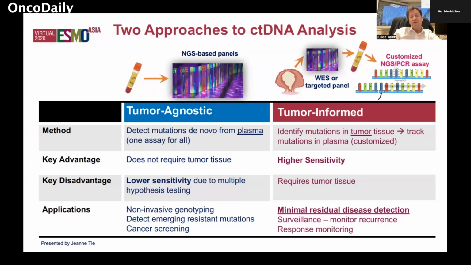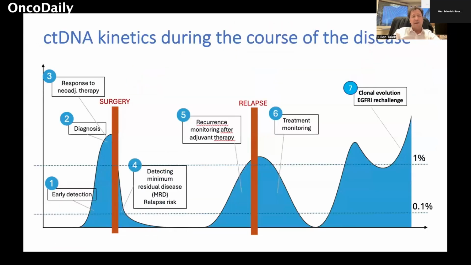Let's say that today the tumor-informed test seems the best one in the minimal residual disease setting, so in the adjuvant setting, and the tumor-agnostic test may be more performant and, I would say, efficient in the metastatic disease. But of course, all these tests are interesting in development and need to be followed up to see their performance in the future with the new generation tests that are coming.